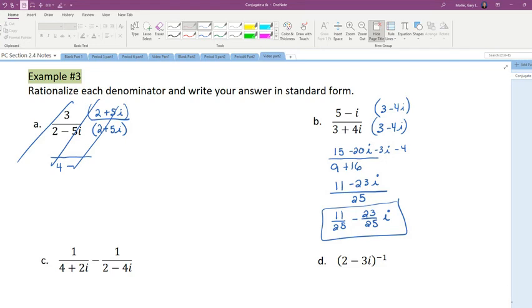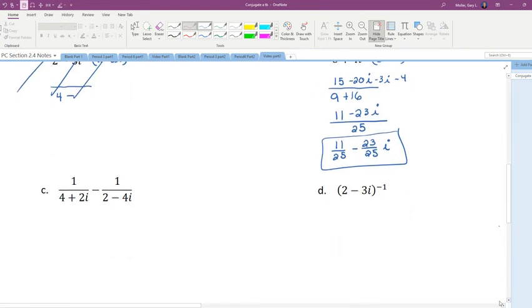All right, let's keep going. On this one, I'm asking you to subtract these fractions, and we should know that we can only subtract fractions if they have the exact same denominator. I'm noticing a little bit of simplification that I can do.